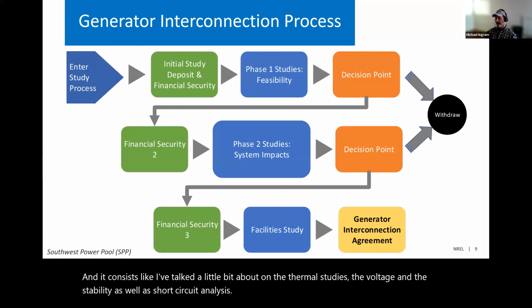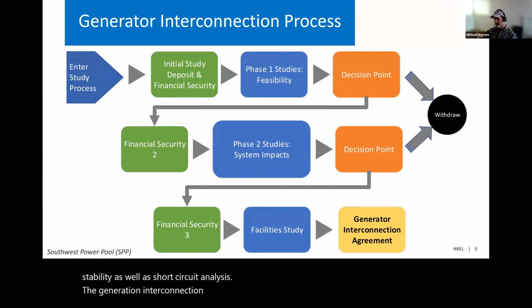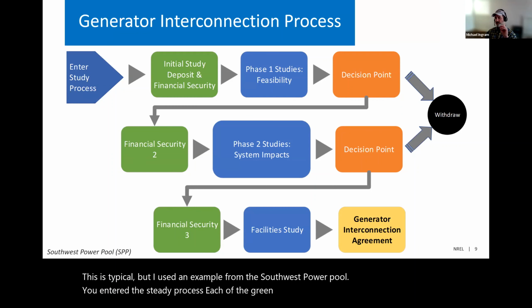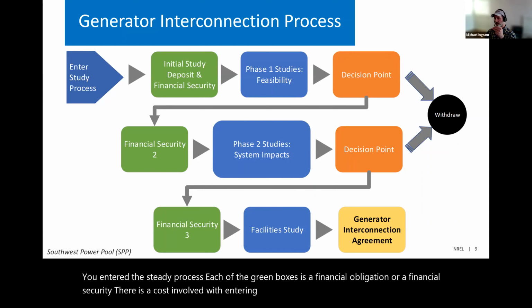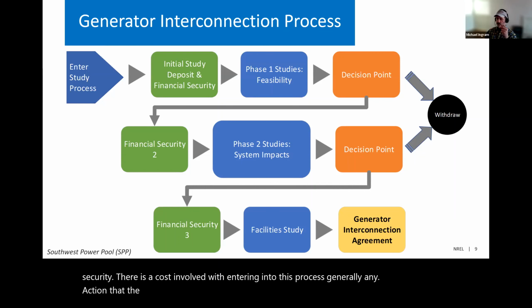The generation interconnection process is typical, but I used an example from the Southwest Power Pool. You enter the study process. Each of the green boxes is a financial obligation or a financial security. There's a cost involved with entering into this process. Generally, any action that the utility takes to support a generation interconnection is on a cost recoverable basis. They have to be reimbursed for that.